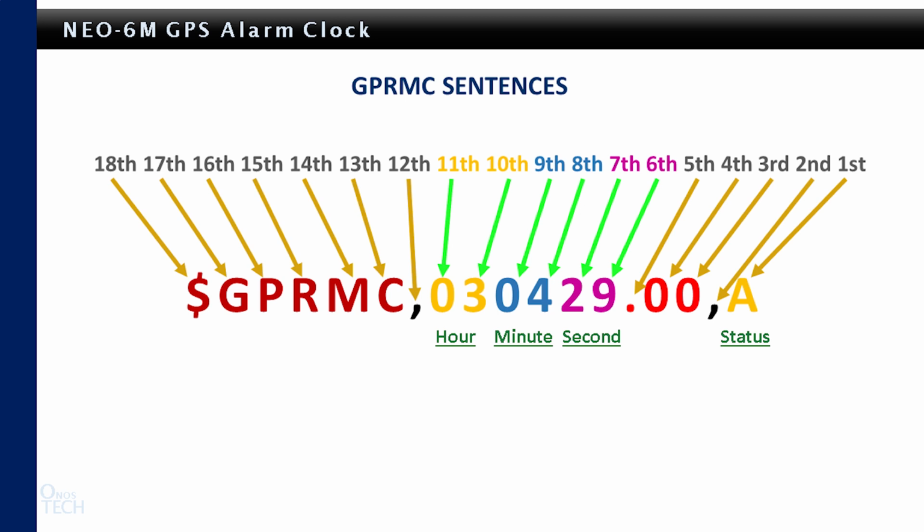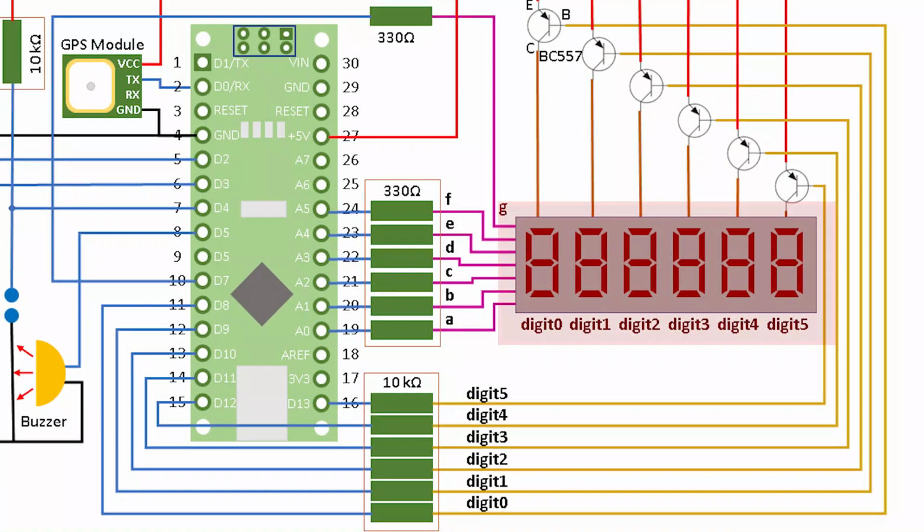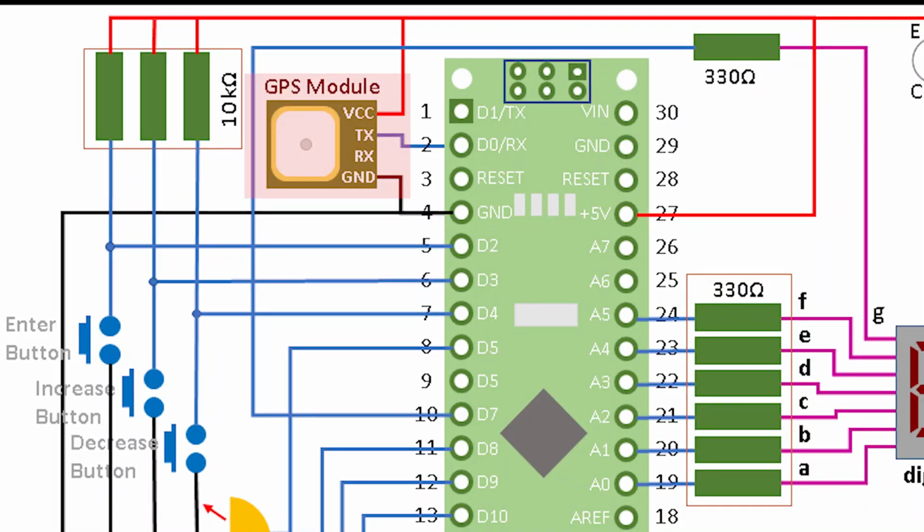Let us modify the previous example to receive and extract the time from the GPRMC sentence and display it on a 7-segment display. But first, set up this circuit diagram on your breadboard as in tutorial 10 for Arduino Nano, but having a 6-digit 7-segment display and the Neo 6M GPS module with its TX pin connected to the RX pin of the Arduino Nano.